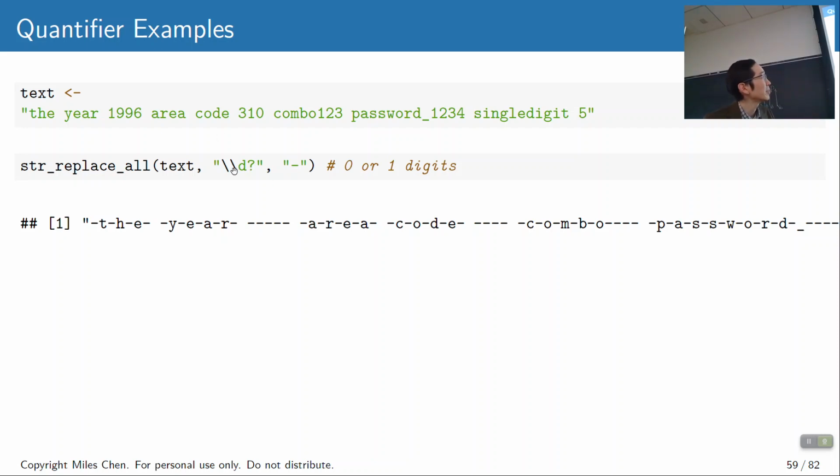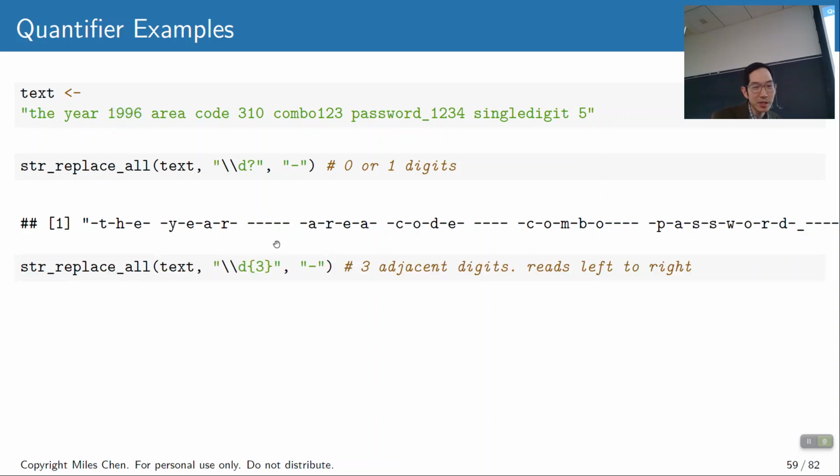Here I have a digit followed by a question mark, so now the entire pattern could be 0 or 1. You get these weird things where there are zero digits between A and R, 0 digits after the R, 0 digits before the 1, and then it prefers to replace each of these with 1, with a preference for 1. So the 1996 gets replaced, and you end up getting something like this. I don't recommend the question mark in a pattern all by itself, generally it's part of a larger pattern.